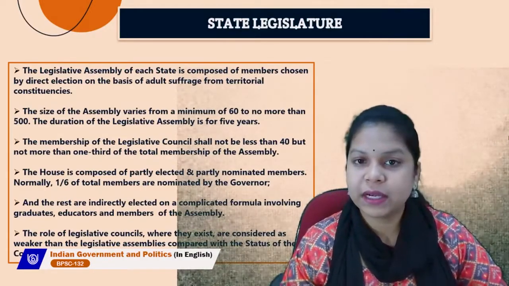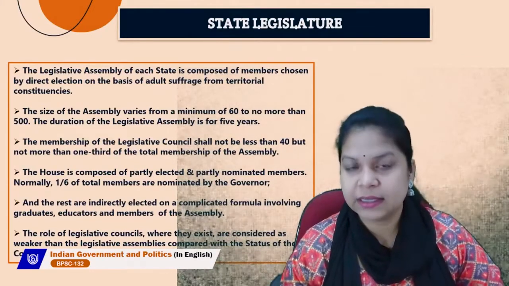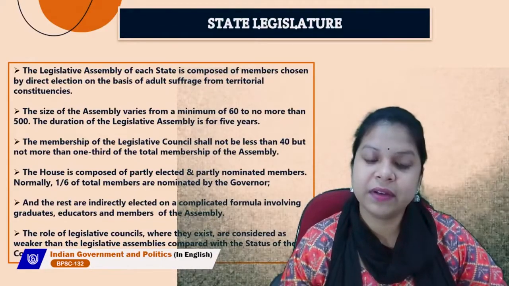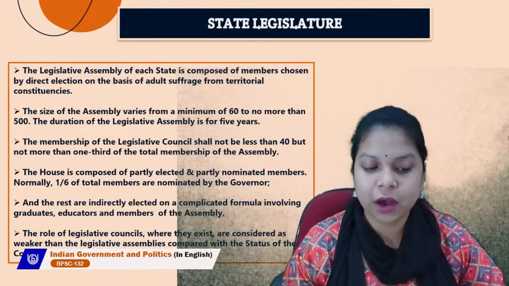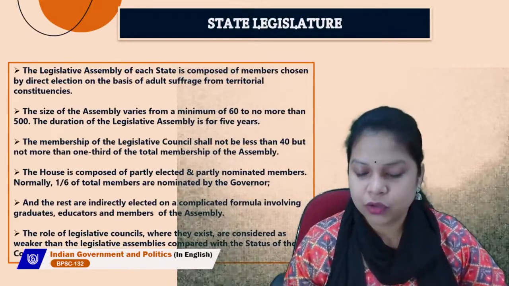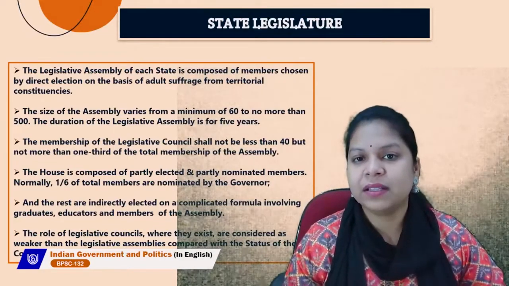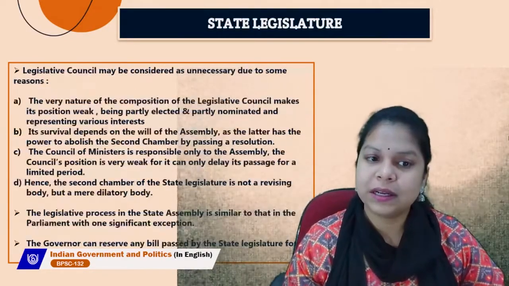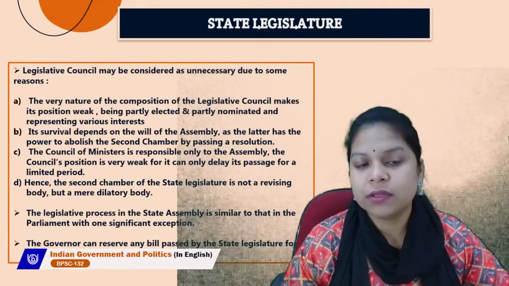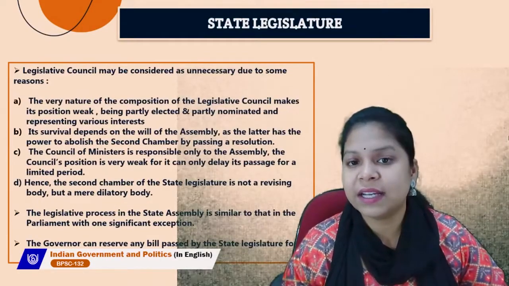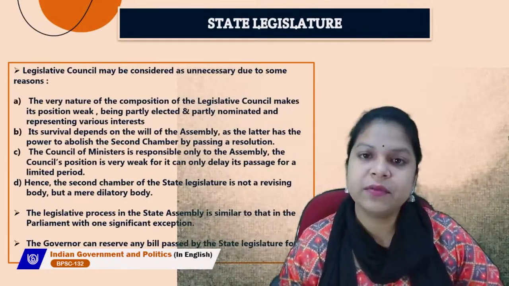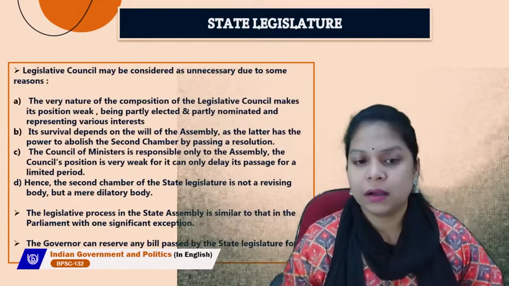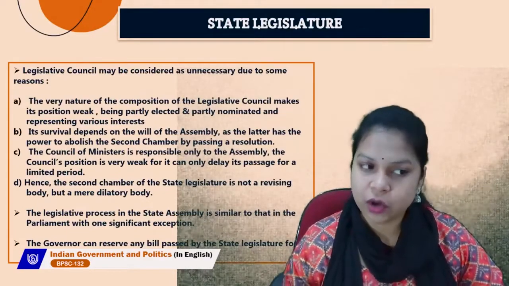The role of legislative councils, in states where they exist, is considered weaker than that of the legislative assemblies, compared with the status of the Council of States vis-a-vis the House of the People. So it is believed that the legislative council is weaker in its position with respect to the legislative assembly. The legislative council may be considered unnecessary for some reasons. Many states feel that there is no need for a legislative council, and what are these reasons? Let's talk about it.